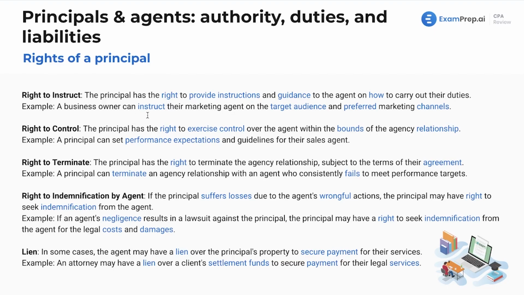For example, a business owner can instruct their marketing agent on the target audience they want to go for and their preferred marketing channels, whether that's email or Facebook or physical billboards. You have the right to control. The principal has the right to exercise control over the agent within the bounds of the agency relationship.